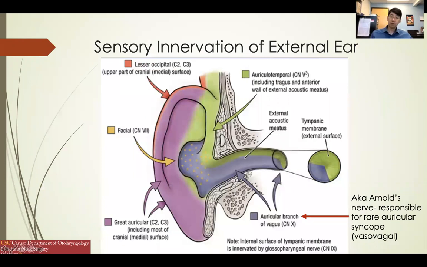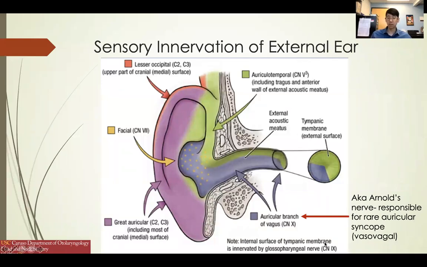Just a brief overview of the sensory innervation. It's complex with the external ear. It involves cranial nerve 10, specifically the auricular branch, and that's also known as the Arnold's nerve, which is responsible for rare cases of auricular syncope, or essentially a vasovagal response, just from instrumenting the ear, putting a speculum in. One of the reasons some people say always examine the patient supine in case that happens.